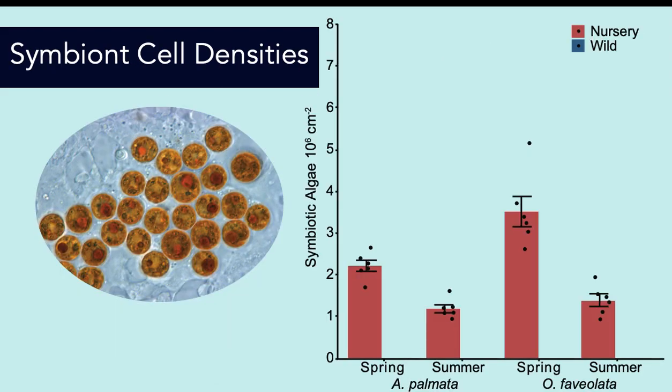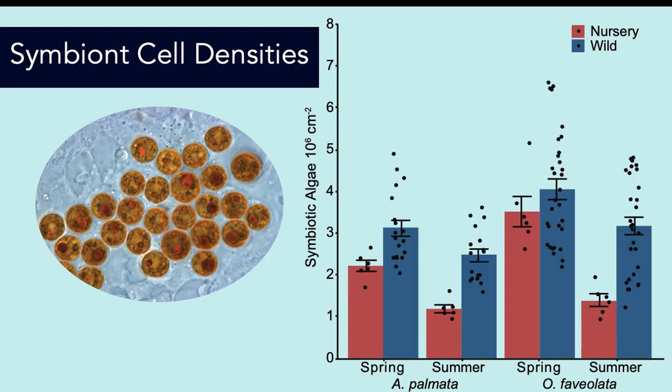We then looked at the symbiont cell densities. Once again, on the y-axis is going to be our millions of cells per area in the host. With our land-based nursery corals, we do see higher densities for both species. A lot of these trends are more obvious in the ovabulata fragments, but we do see cell densities being much higher in spring than in summer, which makes sense if you think about how corals work.